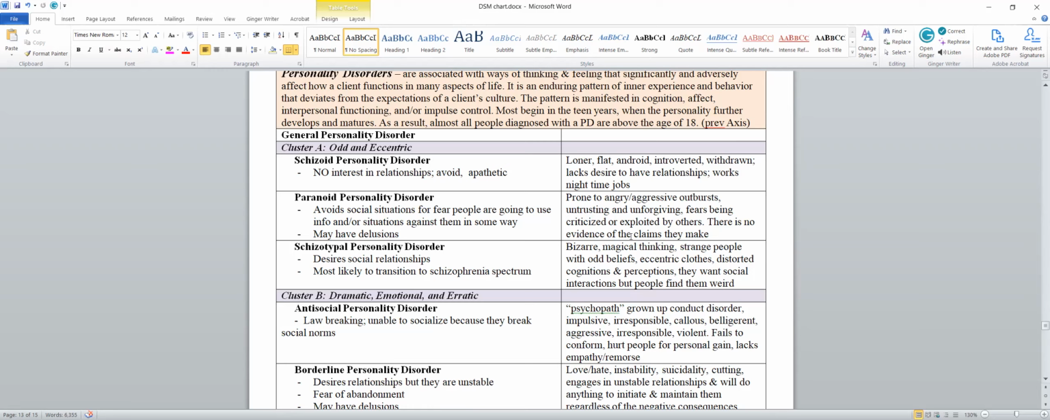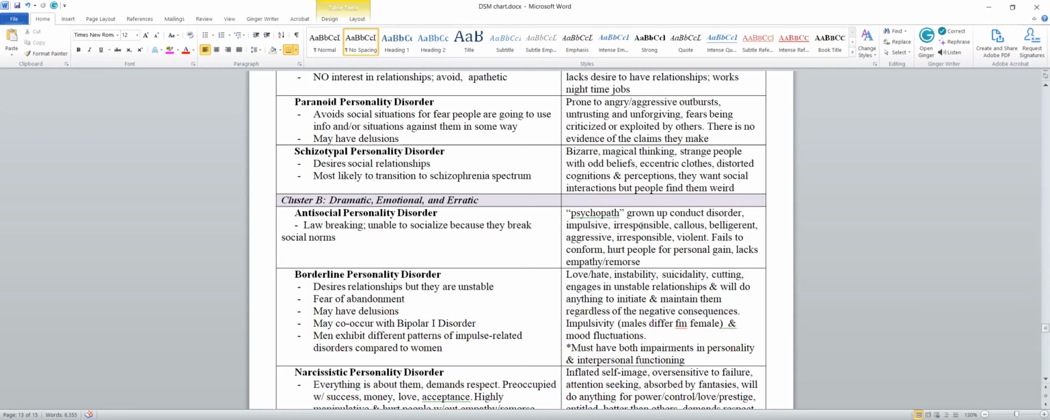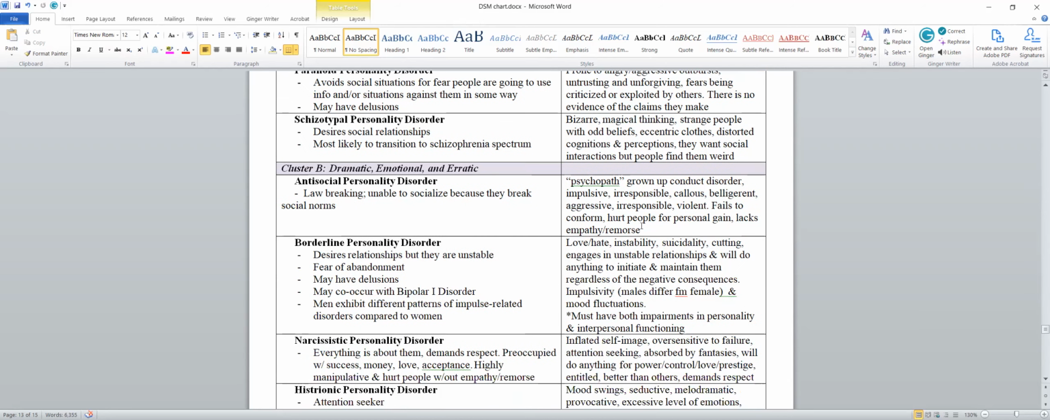Bizarre magical thinking, strange people with odd beliefs, eccentric clothes, distorted cognitions and perceptions. They want social interactions, but people find them weird. And that's schizotypal personality disorder. Cluster B are the dramatic, emotional, and erratic.